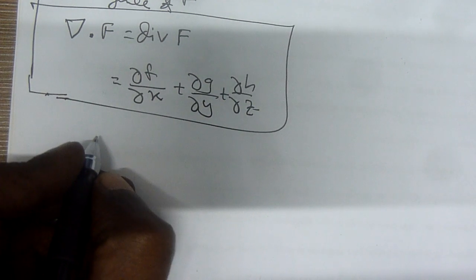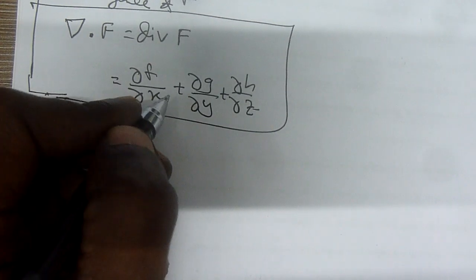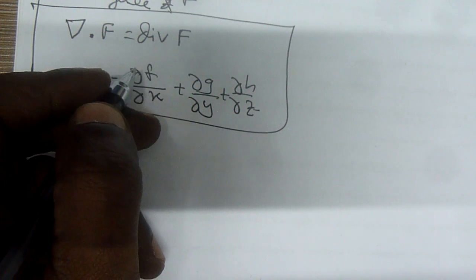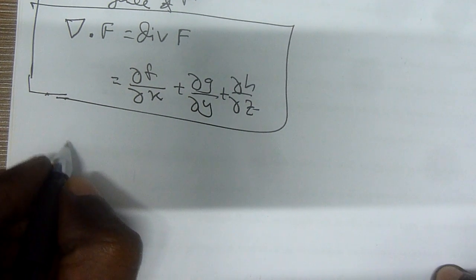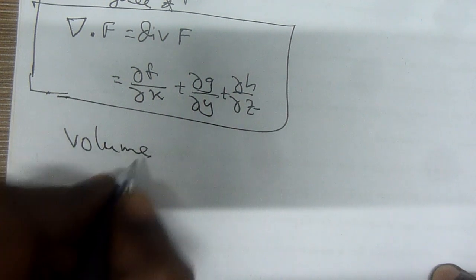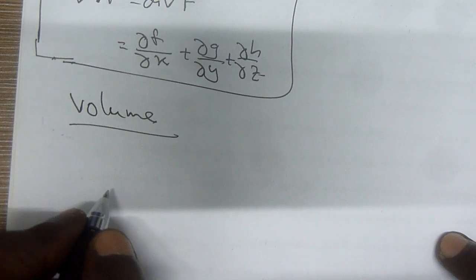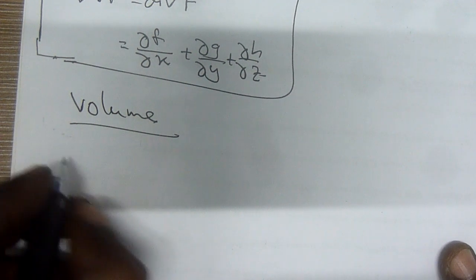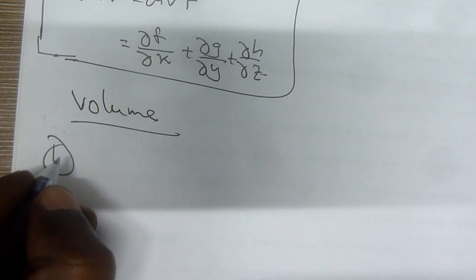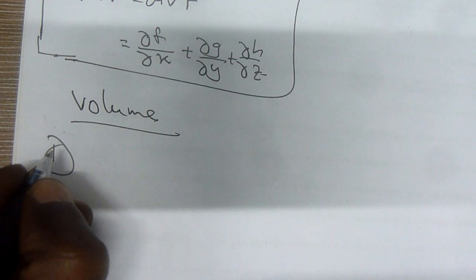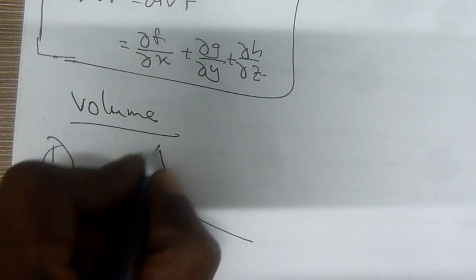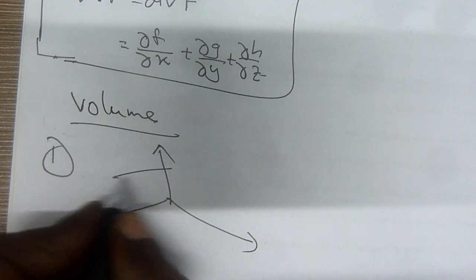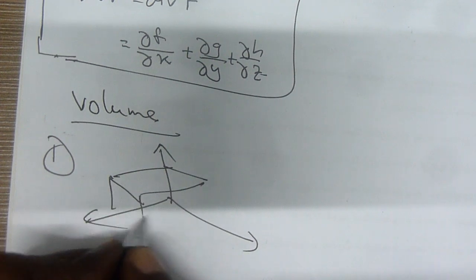Okay, before I move into this theorem, the divergence theorem, let me introduce to you a few things. How to sketch volume. There are various ways to sketch volume, and at least for our syllabus, you should know 4 types of volume. One of them is the cuboid or cube.